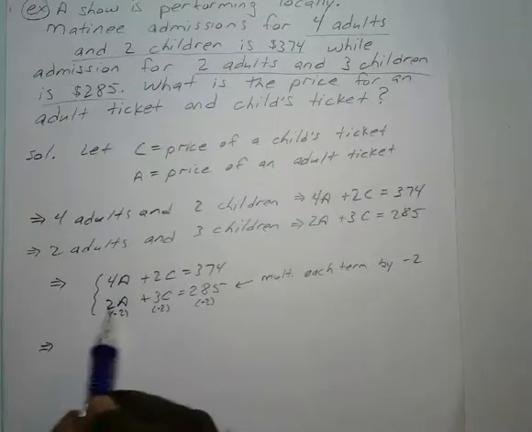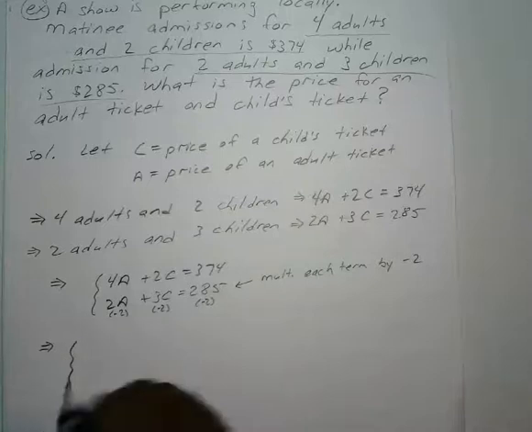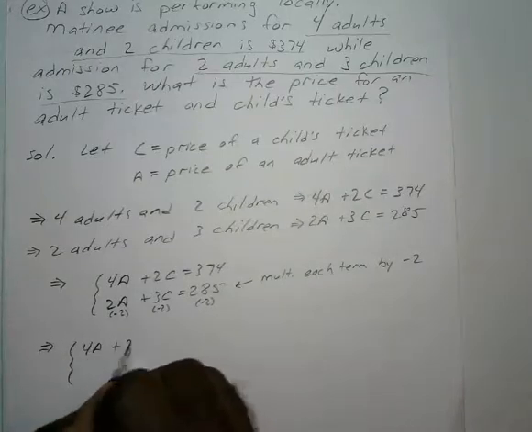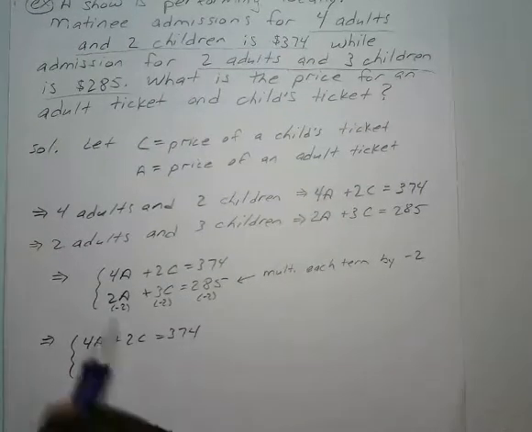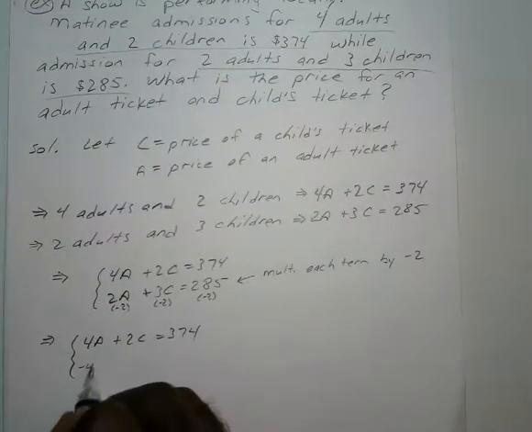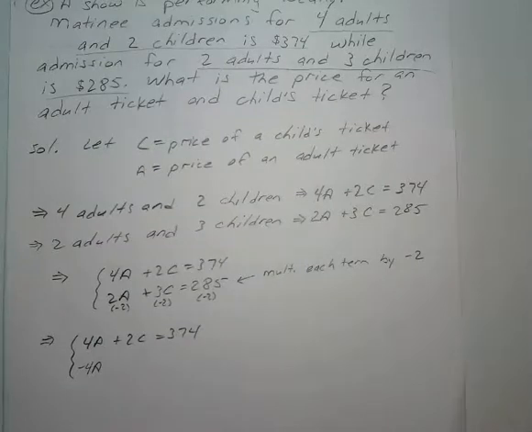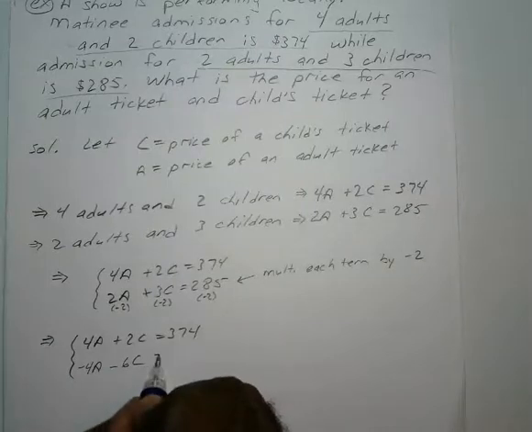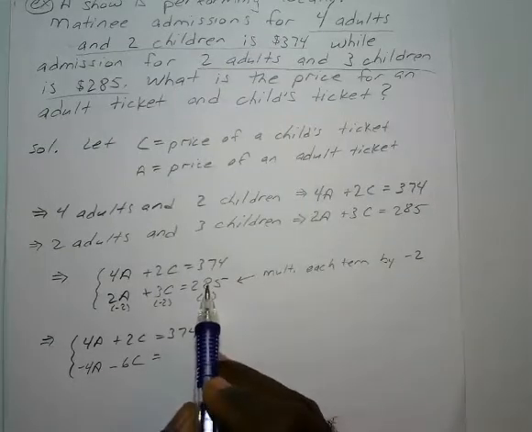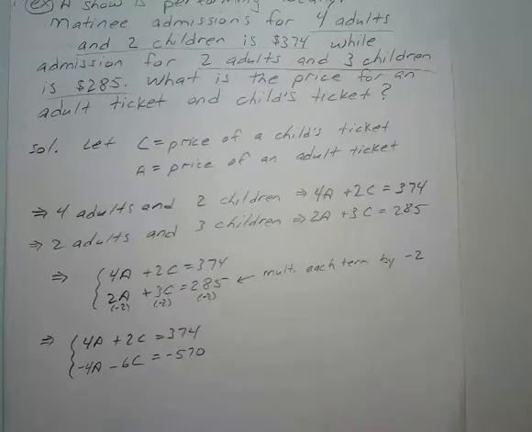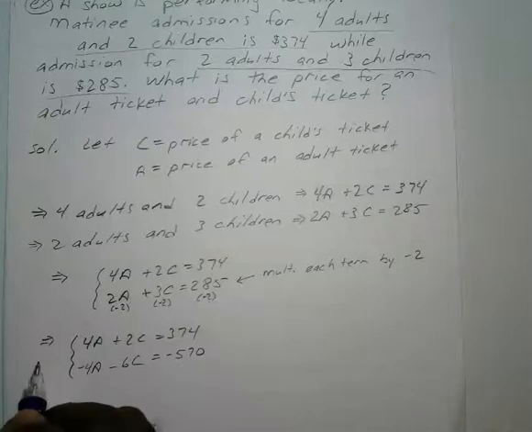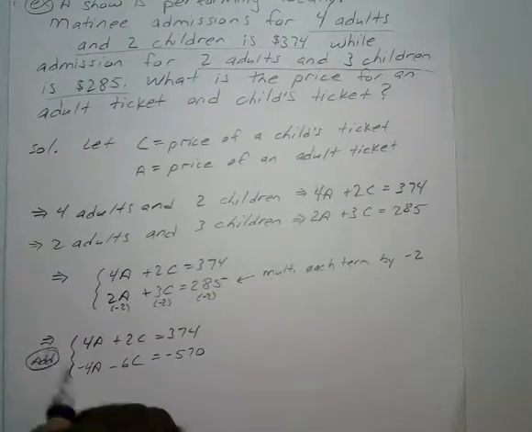Okay, so if we multiply this by -2, we have, well, actually first let's write the first one. So we have 4a plus 2c equals 374. So 2 times -2 is -4a. So we have -2 times 3 is -6c equals -2 times 285, which is -570. Okay, so now we have opposites, so we go to our third step, which is to add them together.